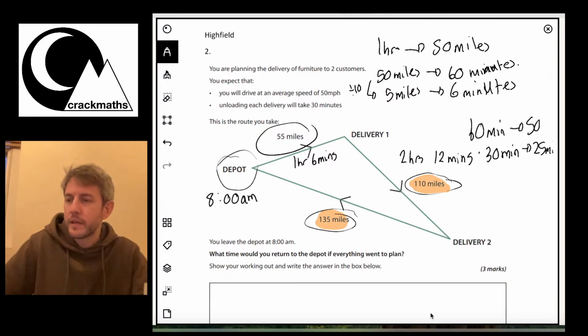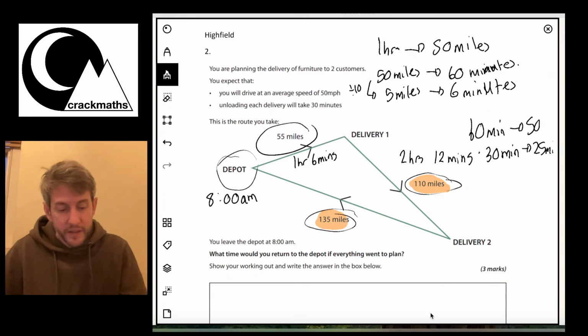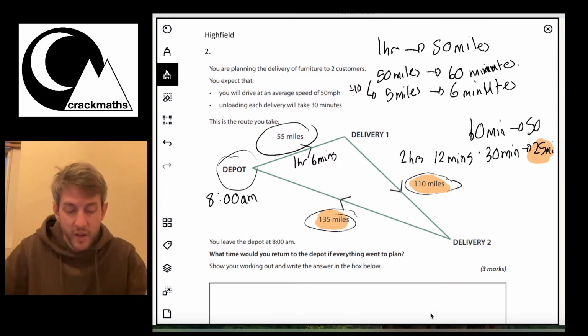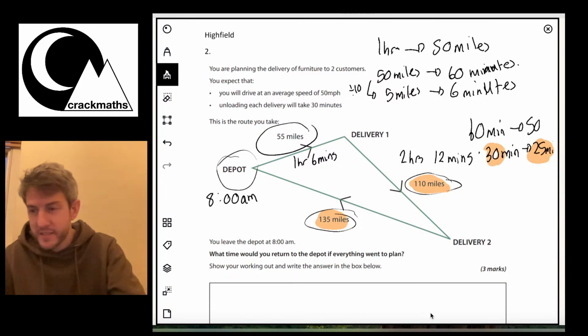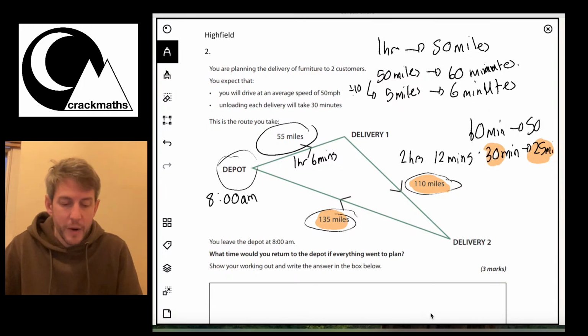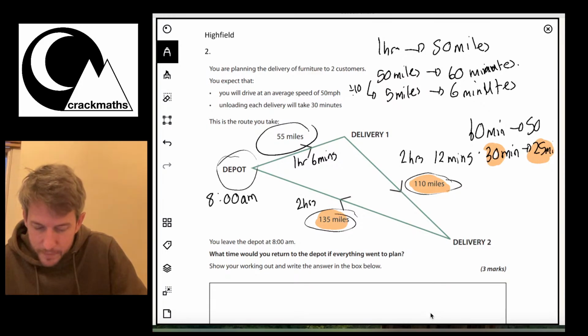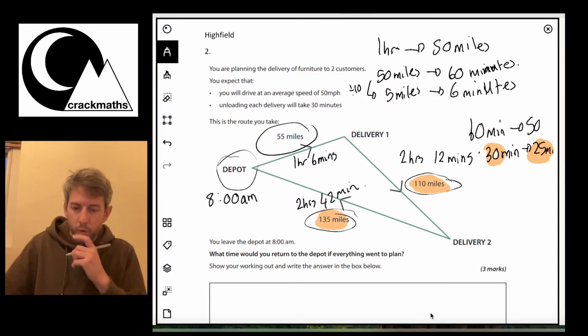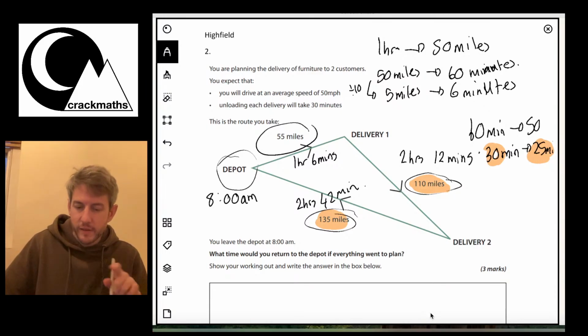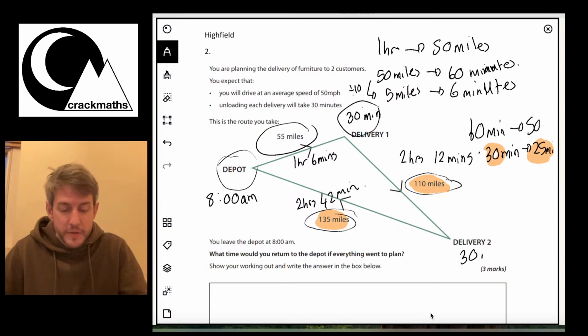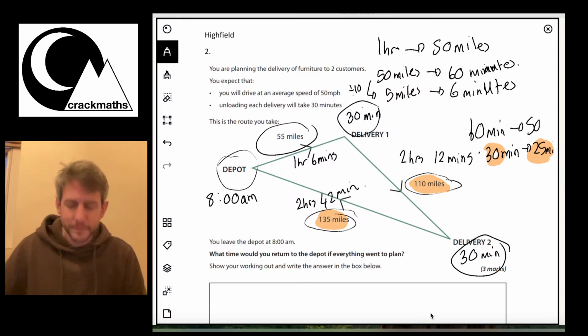So that's a useful thing, because now if we know that extra 25 miles is going to take 30 minutes, we can simply add 30 minutes to this time here and get 2 hours and 42 minutes. So I'll put 2 hours, 42 minutes here. Now, we know that each delivery unloading will take 30 minutes. So we've got to add 30 minutes here and 30 minutes here. Those two together will make up 1 hour.